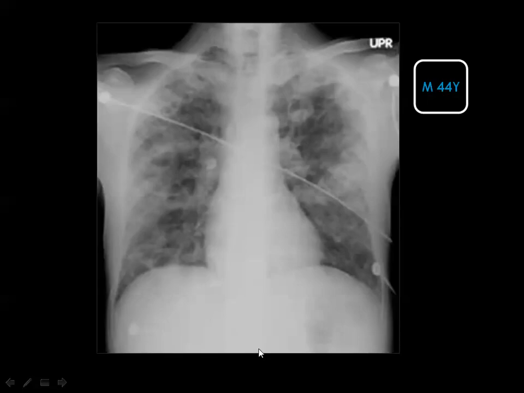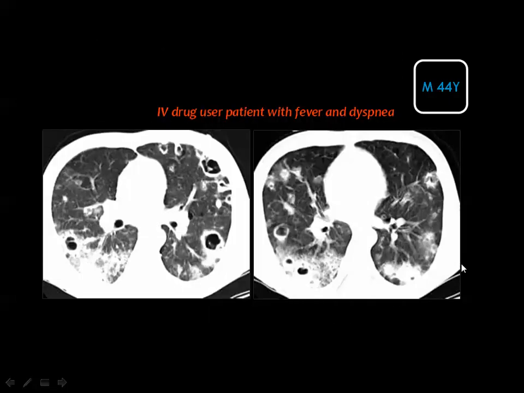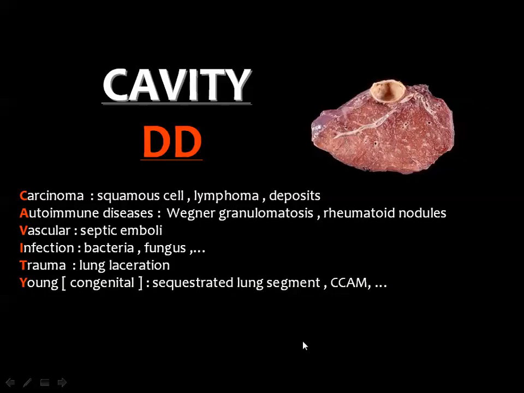And this patient is 44 years old with multiple cavitating pulmonary nodules. He is known to be an intravenous drug user and developed fever and dyspnea. The CT scan showed the classic appearance of numerous septic emboli scattered in both lung fields.